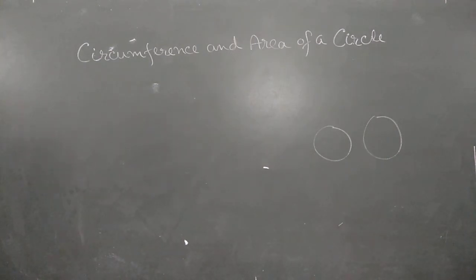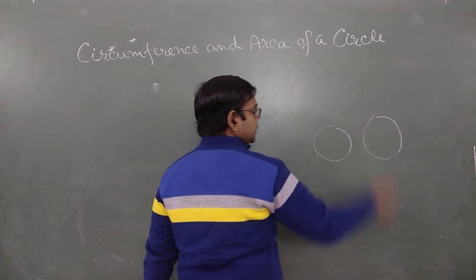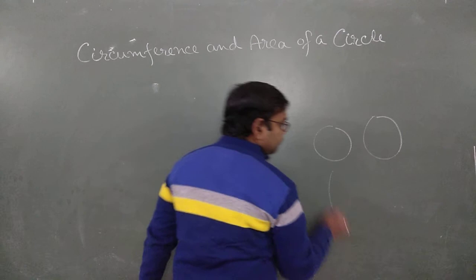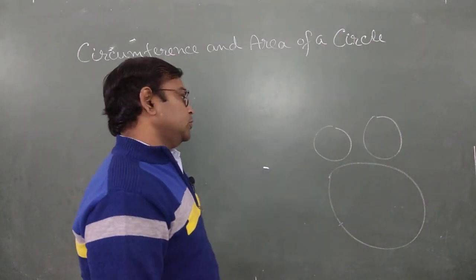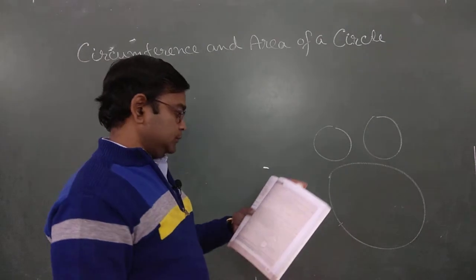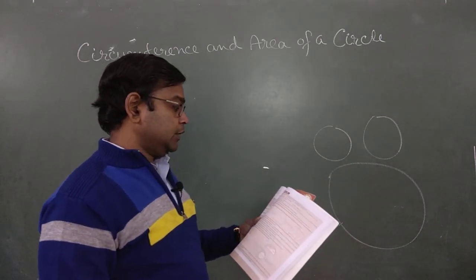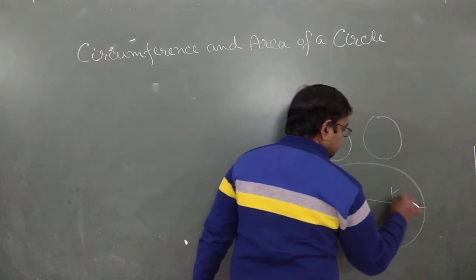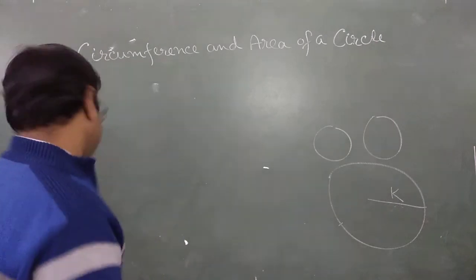And the question says that you cut this circle and join both parts to form a big circle likewise. Now the question says that find the radius of this circle, if the radius is k. So find the value of k. So how do we solve? Let's see.